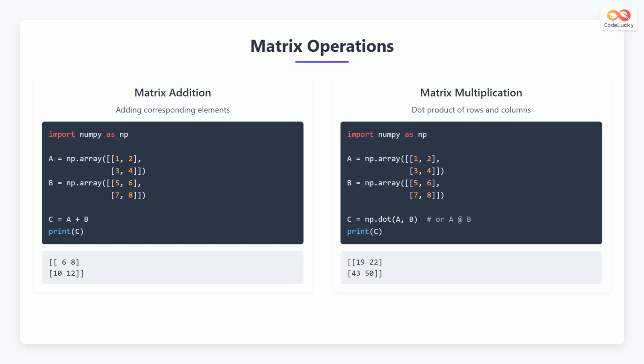The output is a list of lists with the first row containing 6, 8 and the second row containing 10, 12. Another operation is matrix multiplication, which is a dot product of rows and columns. The same code as above can be used, except C is assigned to np.dot, with A and B as parameters. Alternatively, C can be assigned to A @ B, which is the same operation. Printing C will output a list of lists, with the first row containing 19, 22 and the second row containing 43, 50.